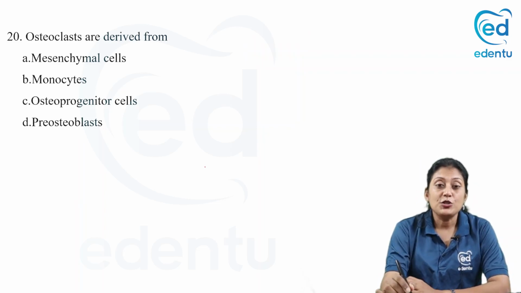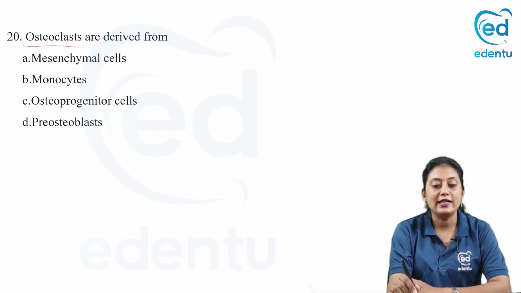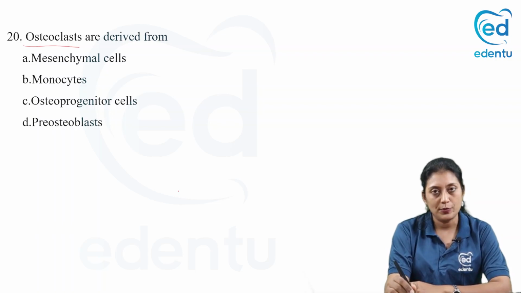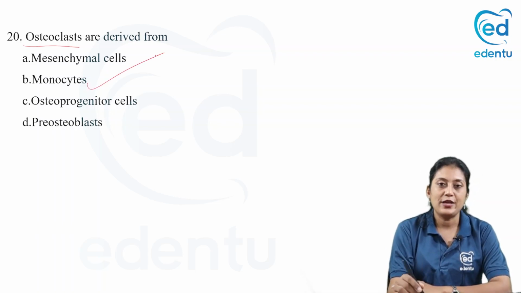Next question is osteoclast. They are bone resorbing cells. That is the function of osteoclast. They are derived from which cells? Whether it is mesenchymal cell, monocyte, osteoprogenitor or pre-osteoblast. The answer is monocyte. So many times I have repeated this.